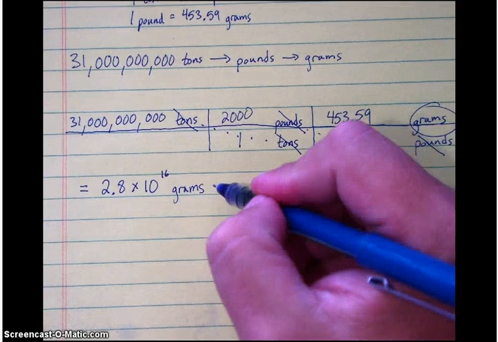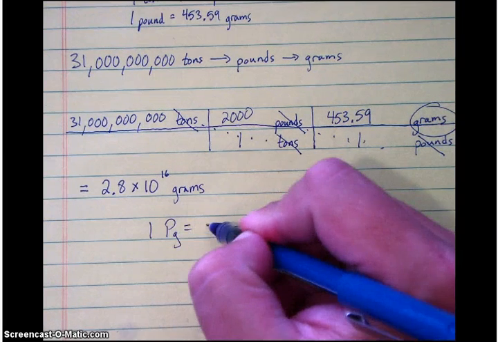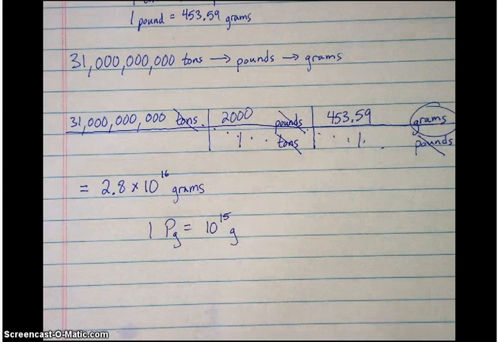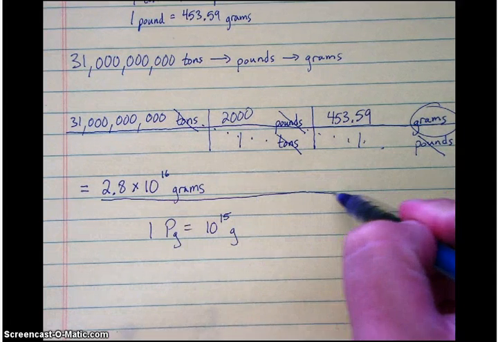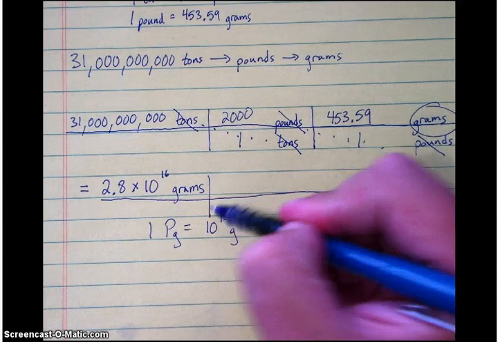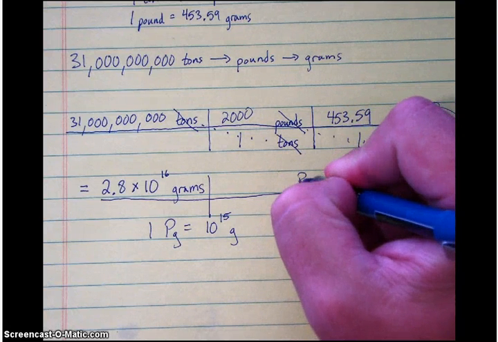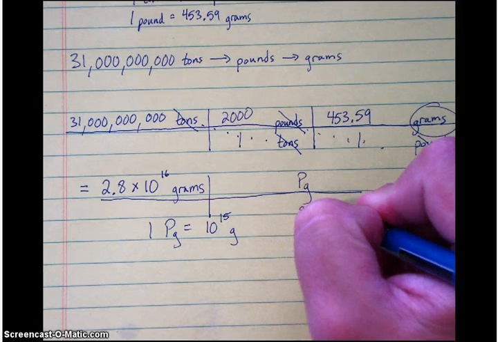So again, our conversion factor is that 1 petagram equals 10 to the 15th grams. That's a fact. That'll get us from one to the other, and we should get a pretty number that's nice and close to 1. So we copy petagram into the top. We want to cancel out grams, so it goes into the bottom.